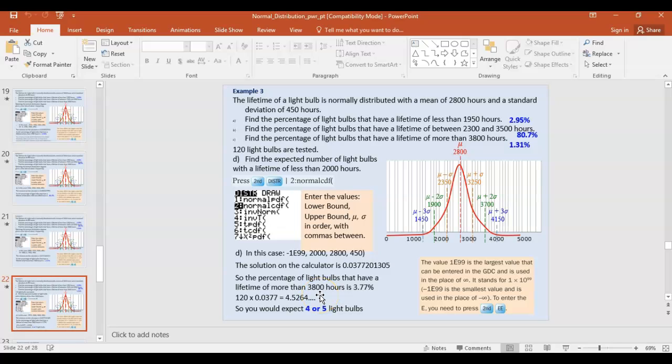So anyway, that's how you do normal distribution on Desmos. So I hope that helps you.